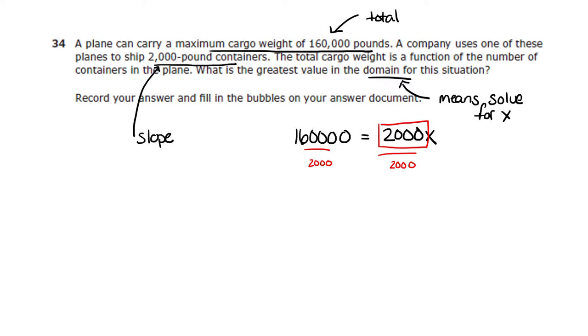Okay, all you have to do in this question to solve for x is know that 2,000 is your rectangle. So in order to solve, you would divide both sides by 2,000. 160,000 divided by 2,000 is 80. 80 is the greatest number of containers I could have on the ship.